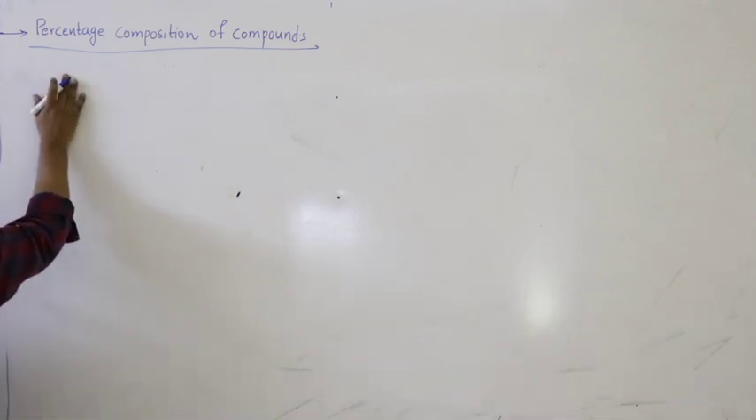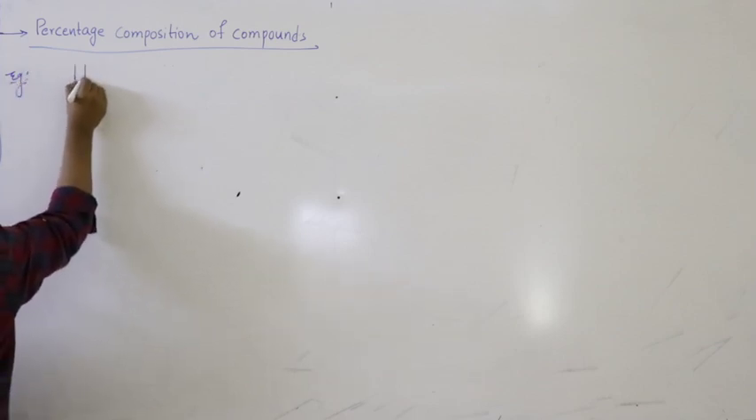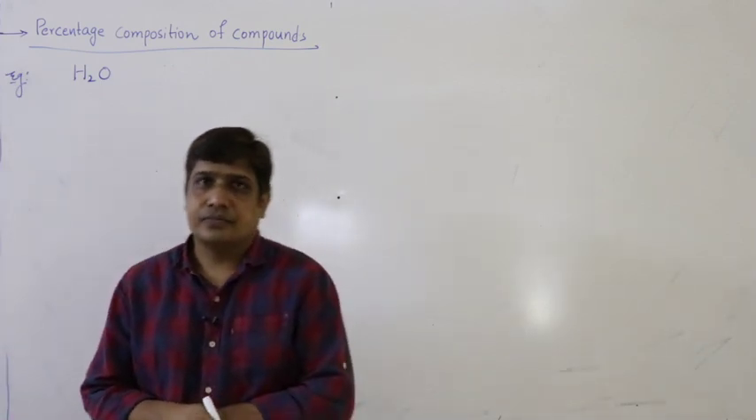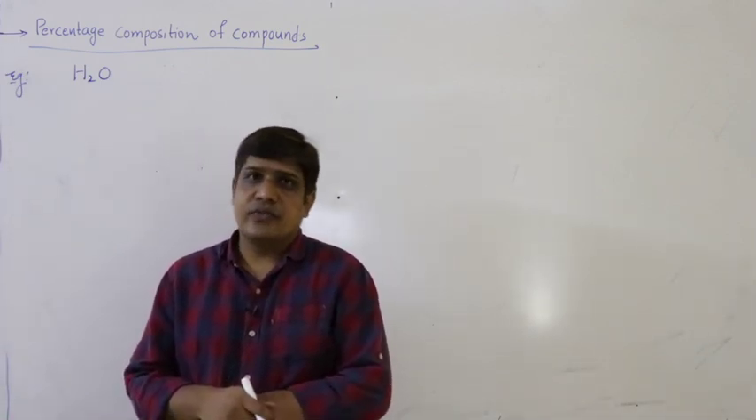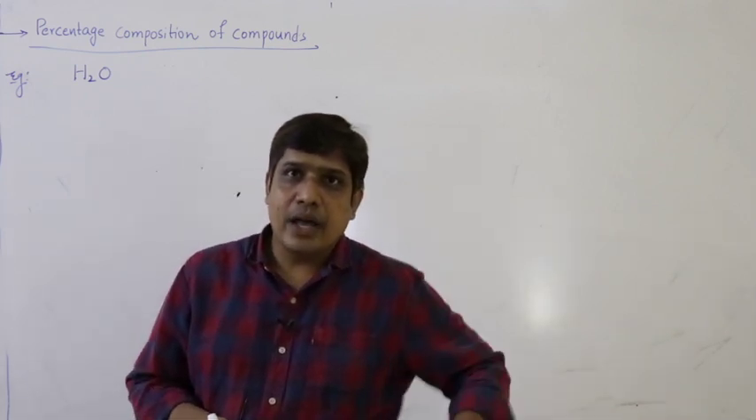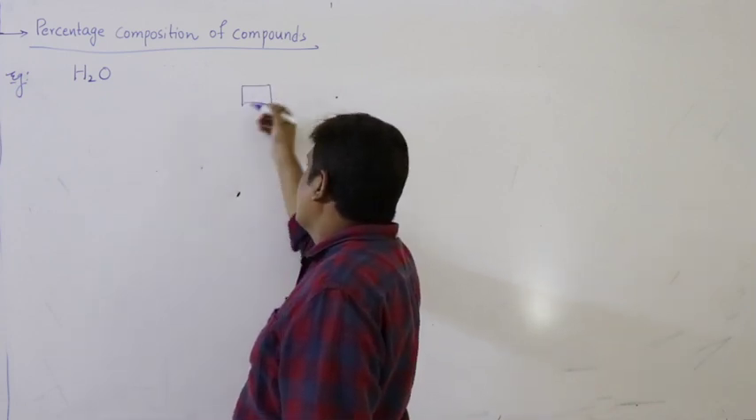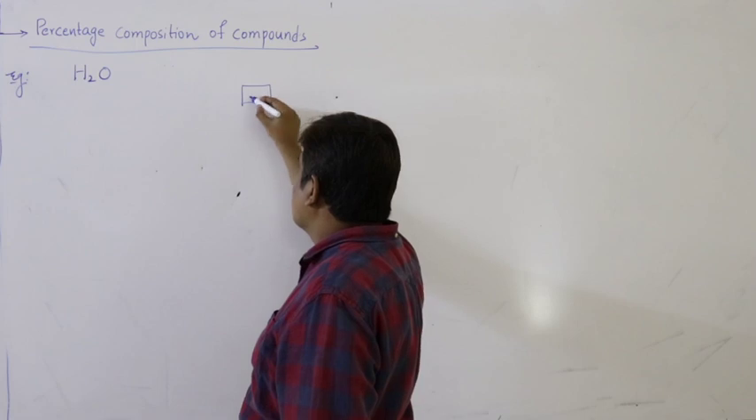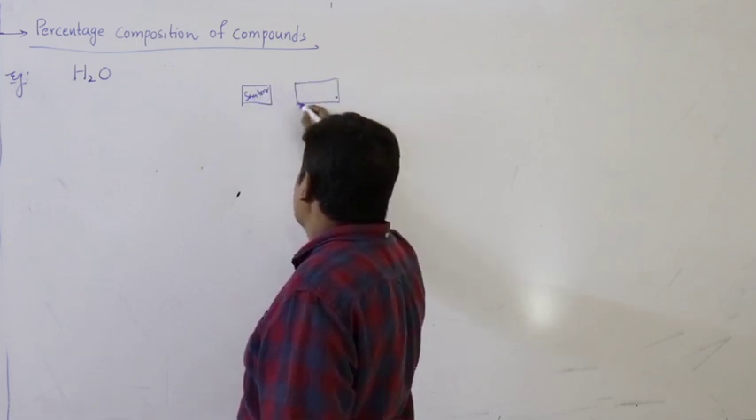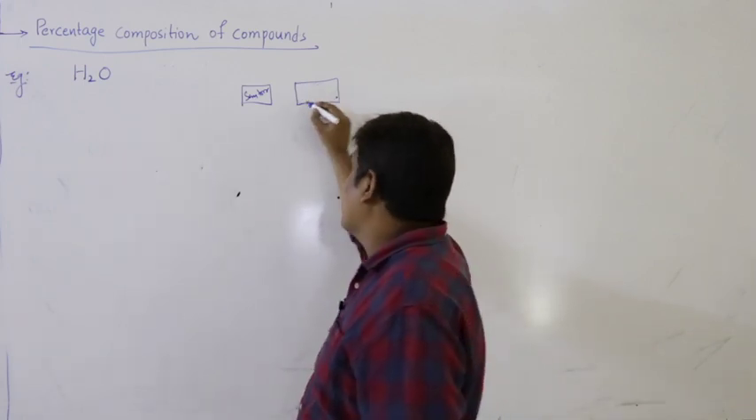So let us see one example, then we will write the formula. For example, water. Water is a molecule, but it contains 2 different elements. Imagine that you went to a market to buy soaps. Say one is Santoor soap and the other is some detergent, Surf Excel, let us assume.